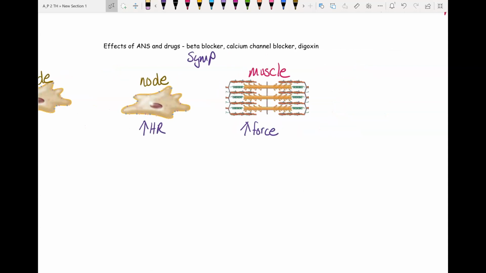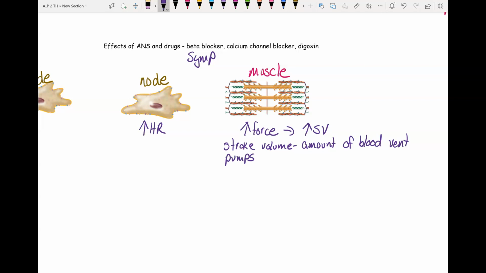And when you increase force, you increase stroke volume. SV is stroke volume. This is the amount of blood that the ventricle pumps into the artery per beat. And it's not total for the whole heart, it's per ventricle. So each ventricle has its own stroke volume. So you have the stroke volume of the right ventricle pumping into the pulmonary trunk and the stroke volume of the left ventricle pumping into the aorta.